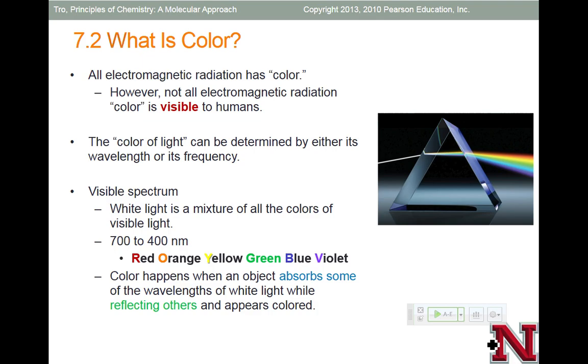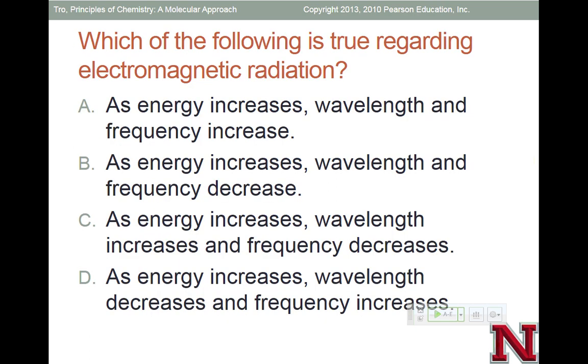Color happens when an object absorbs some of the wavelengths of white light while reflecting others, and that appears as color. So, of course, that's where we use that color wheel to determine, if it is absorbing in this wavelength, what are we seeing, that sort of thing. The observed color is predominantly the color reflected. And I'm not going to get too much into color. I just wanted to get some of those.